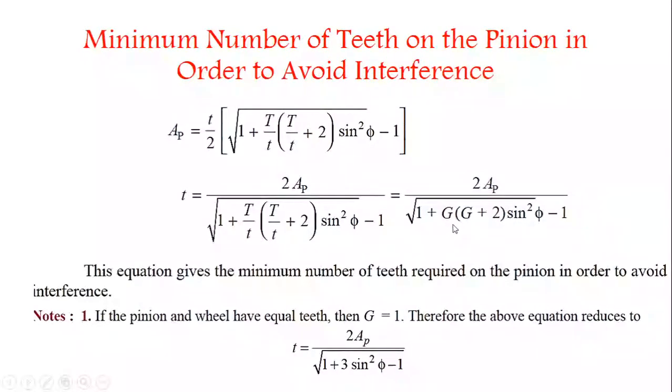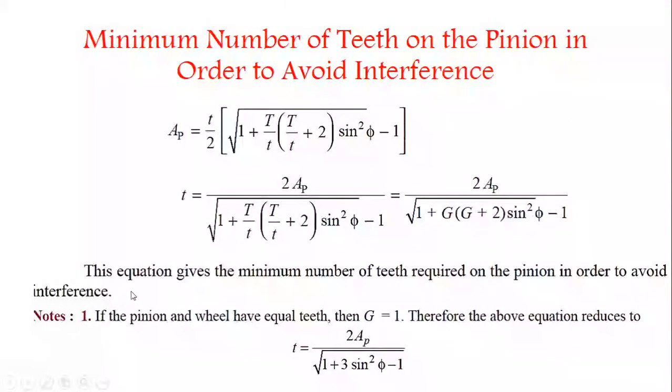Now we apply the value of G here. So small t equals 2AP divided by square root of 1 plus G into (G plus 2) into sine square pi minus 1. This above equation gives the minimum number of teeth required on the pinion in order to avoid the interference.